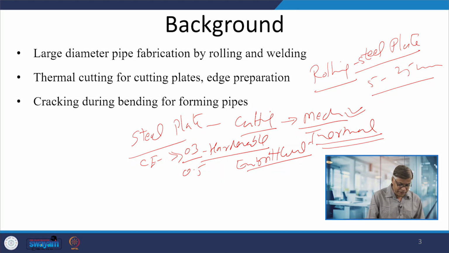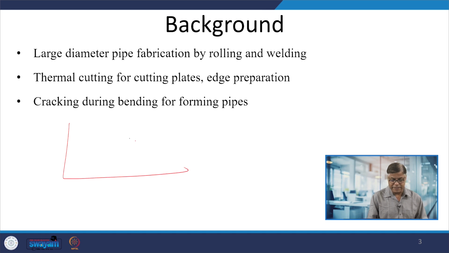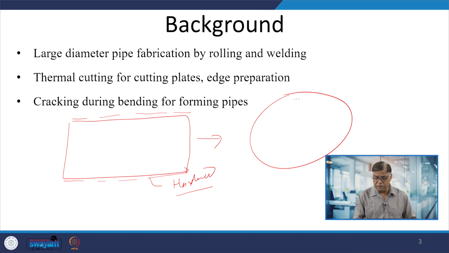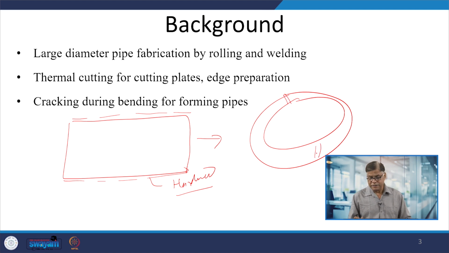When the steel plate of the desired size was cut by thermal cutting methods, it was getting hardened, and later it was used for rolling to give the shape of a pipe. It showed cracks on the outer periphery. So, we needed to find the reason behind this. Cracking during the bending for forming the pipes was observed.